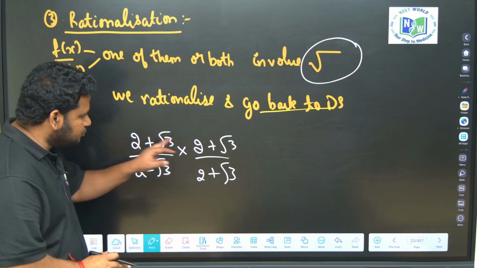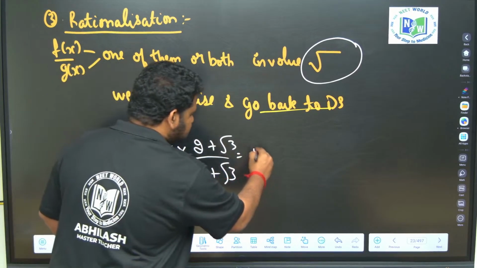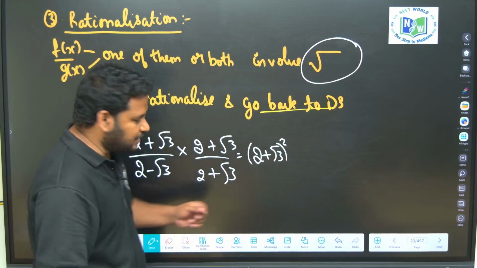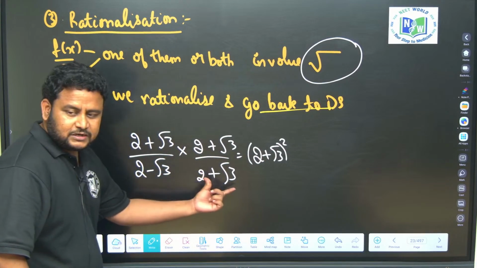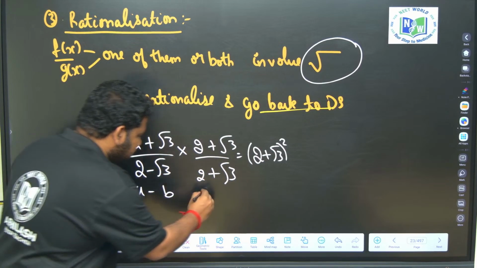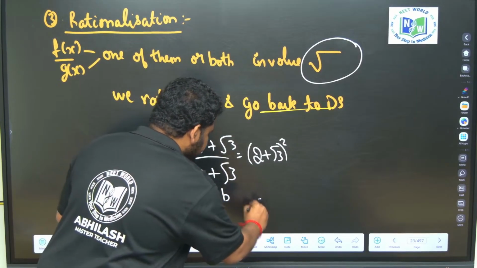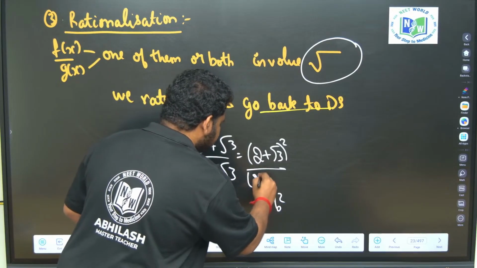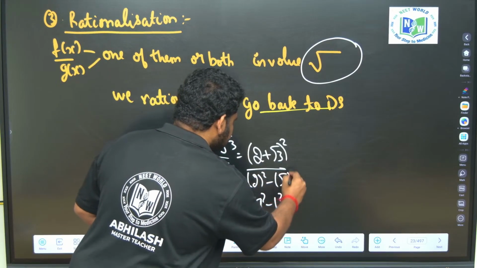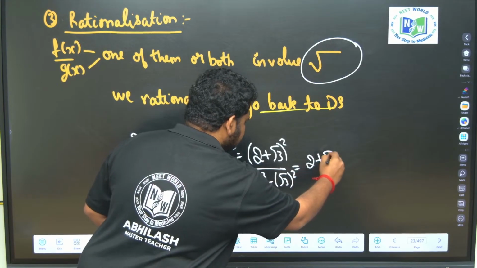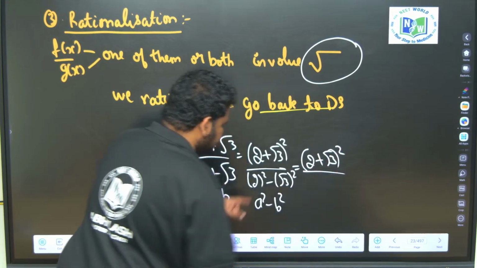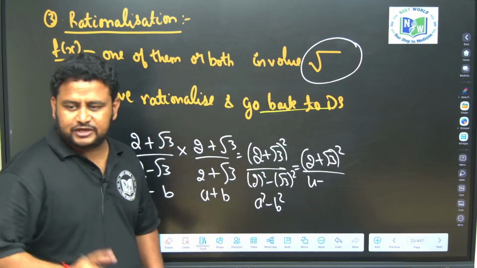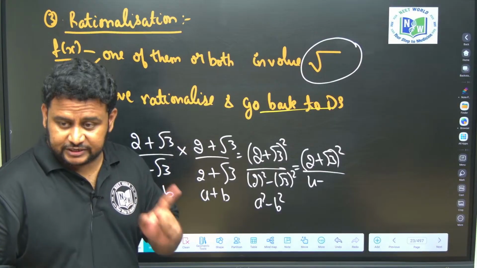Please observe. 2 plus root 3 into 2 plus root 3 is 2 plus root 3 whole square. This is the a plus b whole square formula. But 2 minus root 3 into 2 plus root 3 is a minus b into a plus b, so this is nothing but a square minus b square. So a square is 2 square, minus b square, which is root 3 square. The a plus b whole square I will keep as it is; I will expand it later, not a problem. So this becomes 2 square is 4, minus root 3 square. Root 3 into root 3 is 3. Understand this.